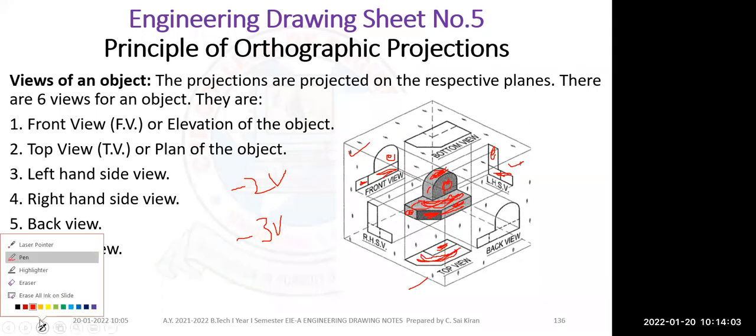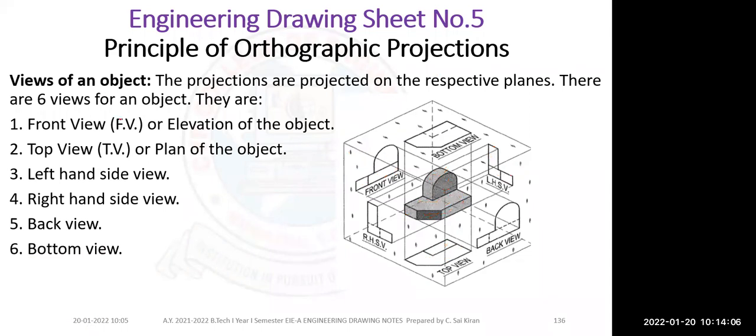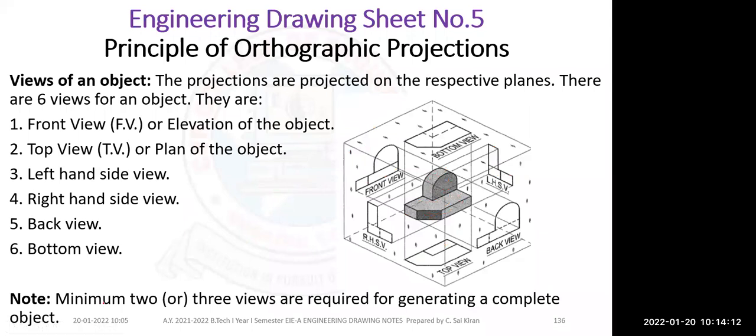Okay. Write down this theory note compulsorily in your observation notes. Whatever I gave as the theory notes of unit 5, write down the unit 5 theory notes. So minimum 2 views or 3 views are required for generating a complete object. If you want to generate a complete 3D object on a 2D drawing sheet, minimum 2 views or 3 views are compulsory while drawing on the drawing sheet.